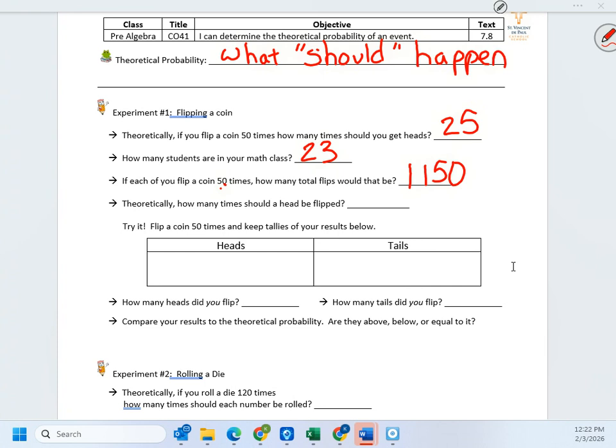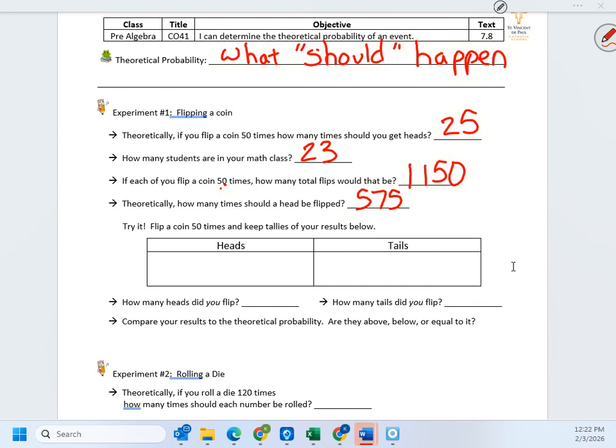All right, now, theoretically, how many times should heads be flipped? If we are flipping it 1,150 times, how many of them should be heads? Emily? How did you get 575, Emily? Yeah, same thing we did up here. 50 divided by the 2 gave us the 25. 1,150 divided by the 2, so 575.